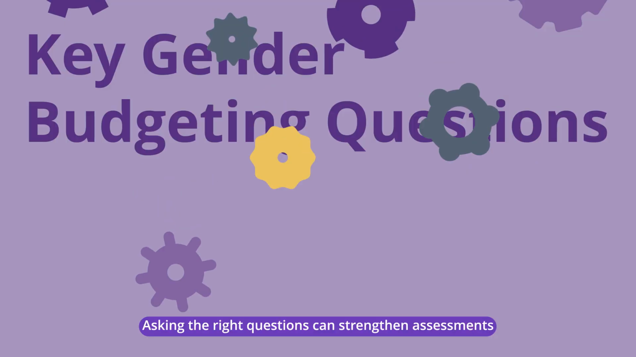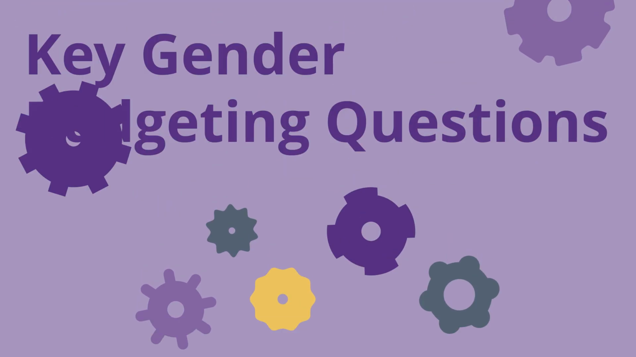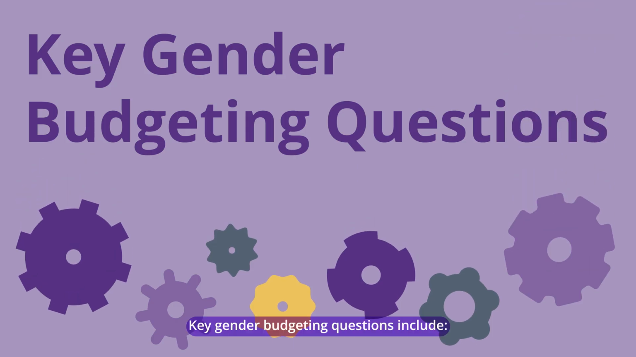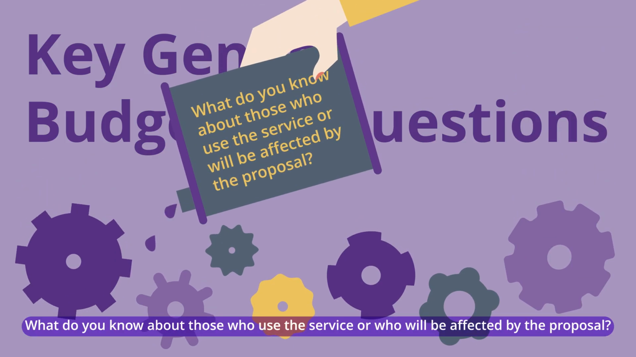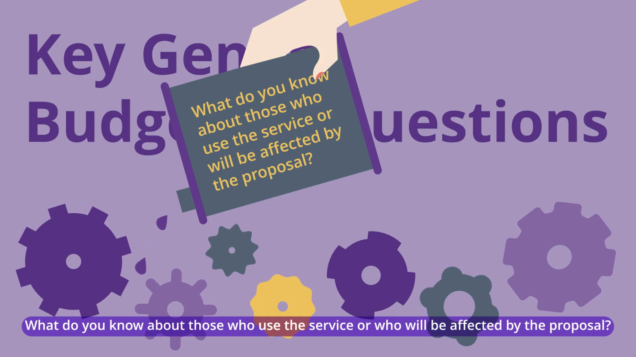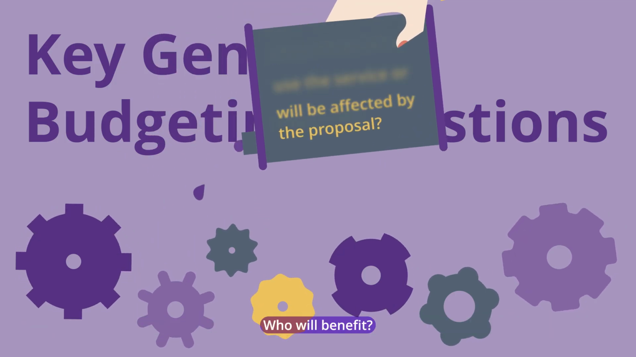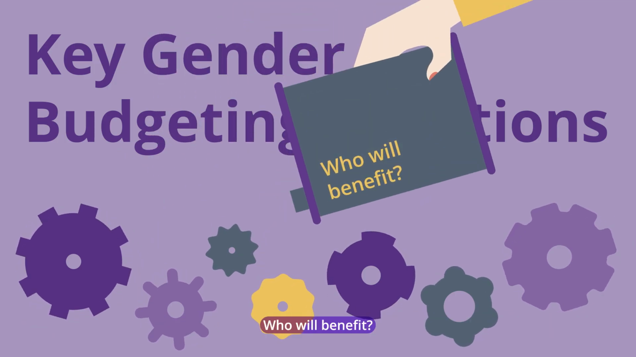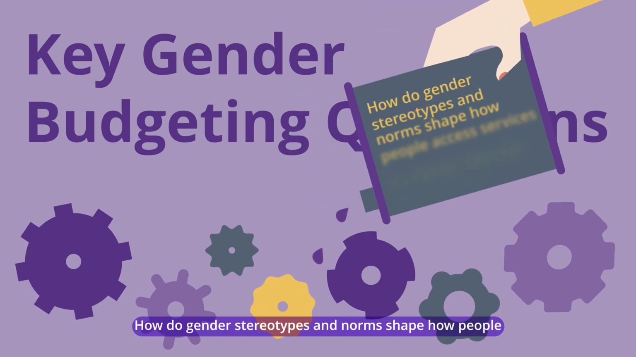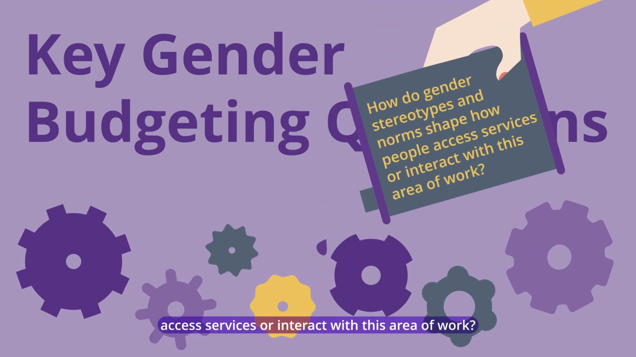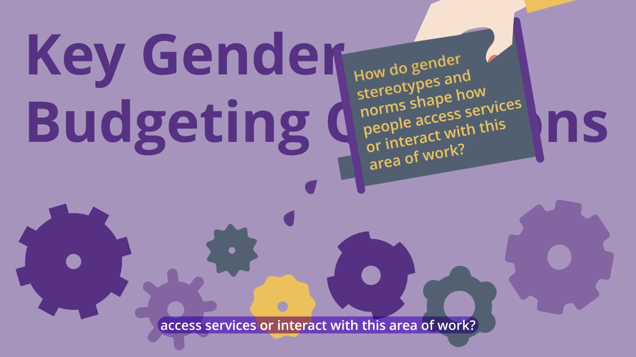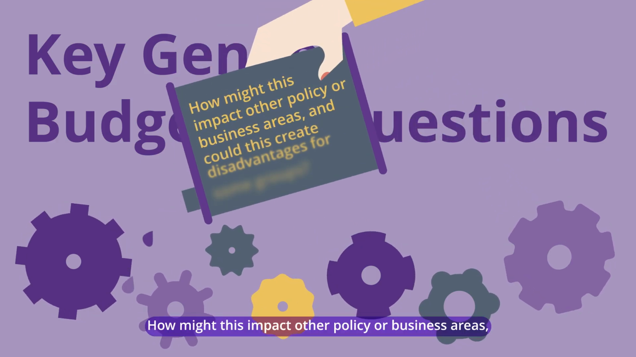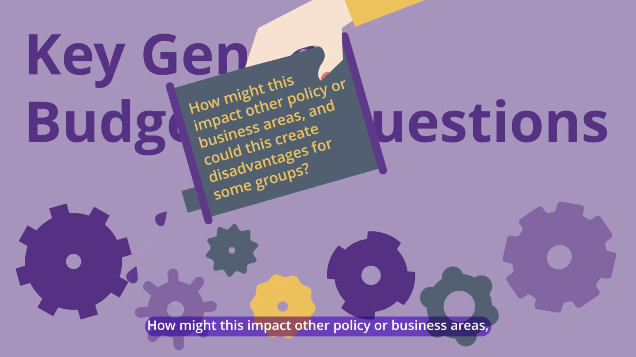Asking the right questions can strengthen assessments. Key gender budgeting questions include: what do you know about those who use the service or who will be affected by the proposal? Who will benefit? How do gender stereotypes and norms shape how people access services or interact with this area of work? How might this impact other policy or business areas?